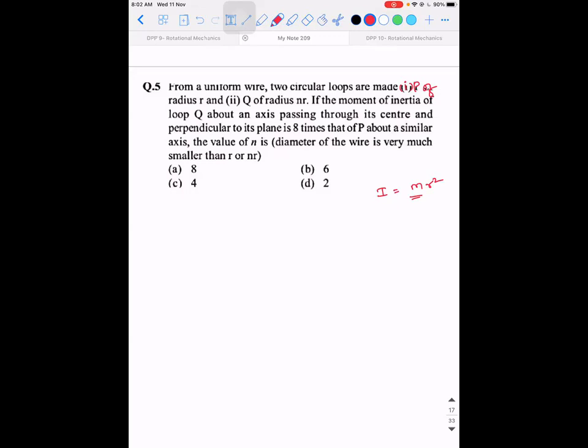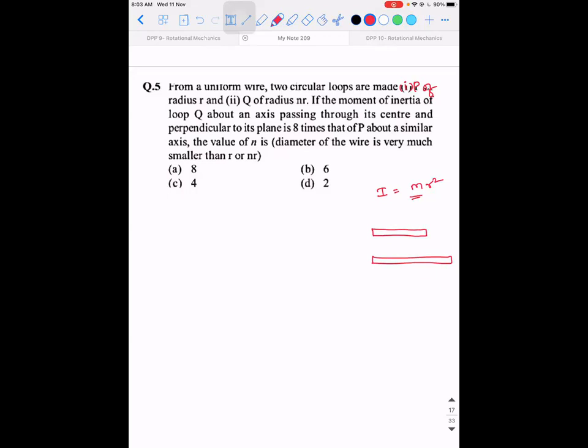Here, is there any information given related to mass? No, sir. Then how do we find it? It's not possible to find it directly, but we can use a proportionality concept. For me to construct a circular loop of radius r, let me say I need a wire of this much length. For nr, let's say I need a wire of this much length.